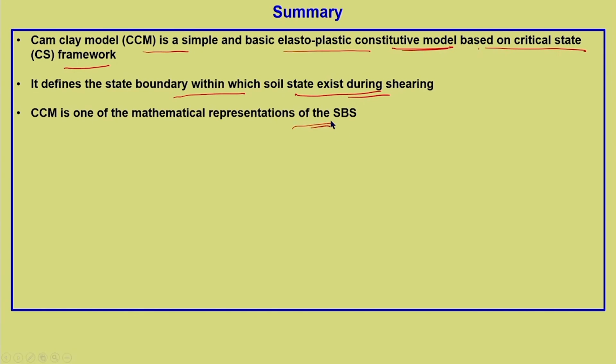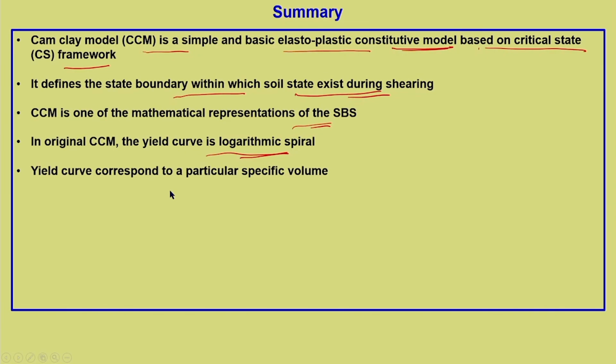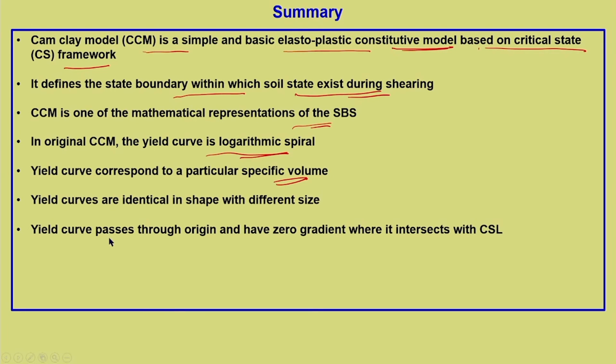There are different ways by which it is done. This Cam-clay model is one of such representations. In original Cam-clay, the yield curve is represented by a logarithmic spiral. A yield curve corresponds to a particular specific volume. When the specific volume changes, the size of the yield curve also changes, but the shape essentially remains the same. So, yield curves are identical in shape, but with different size. Size changes with specific volume.